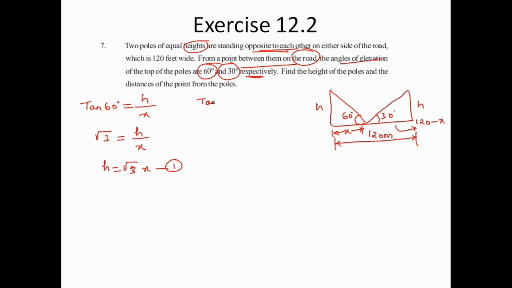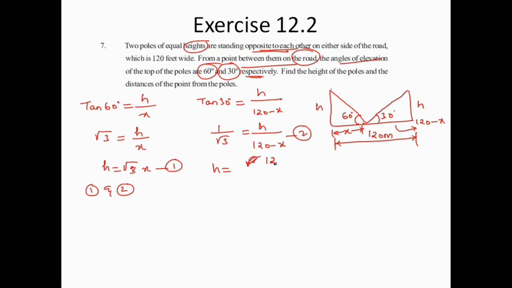Also, I am taking the other value, that is tan 30 is equal to h by 120 minus x. Tan 30 is 1 by root 3, equal to h by 120 minus x. So this is your equation number 2. By solving equation number 1 and 2, we need to substitute the value of h. Here h can also be written as root 3x. From these two equations, I can write that root 3x is equal to (120 minus x) by root 3.